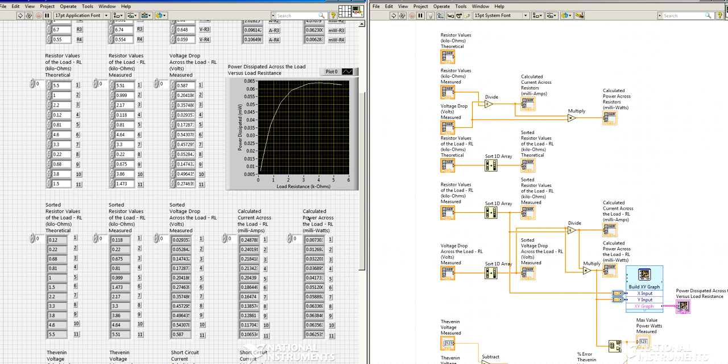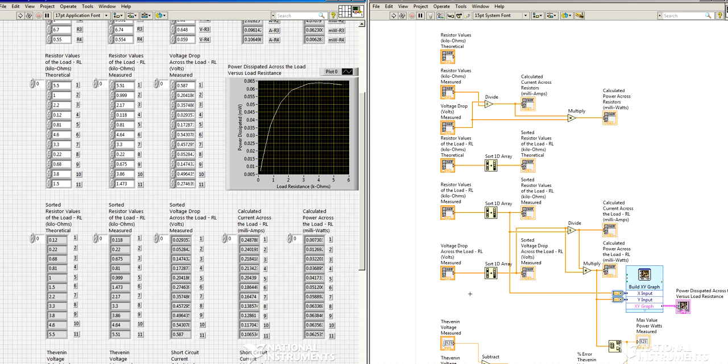Now that we've determined and recorded, or I should say calculated, the power dissipated across each one of the load resistors along with the current, now what we'd like to do is to have a graphic analysis of it. So what we're going to do is build a graph of power versus the measured load resistance across each one of the load resistors in question.